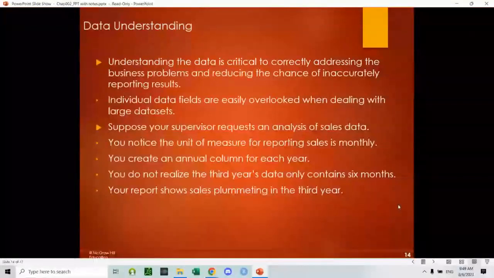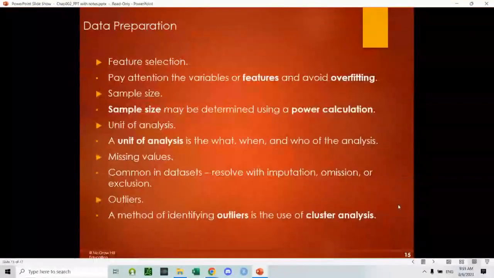Missing values must be dealt with. Imputation, omission, and exclusion are ways to deal with that. You can either delete the row of data, or you can put in an average in that missing blank part of the data. There's different ways. It really depends on how much sample size you have. And then outliers must be identified and dealt with as well, because a lot of our algorithms will be easily skewed with outliers.